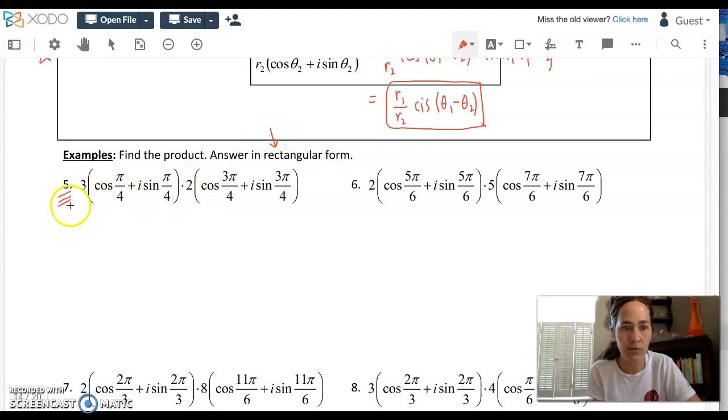All right, well, what does the rule say? First, I'm supposed to multiply the two r's. So the 3 and the 2, the new radius is going to be 3 times 2, so I get a 6 out front.